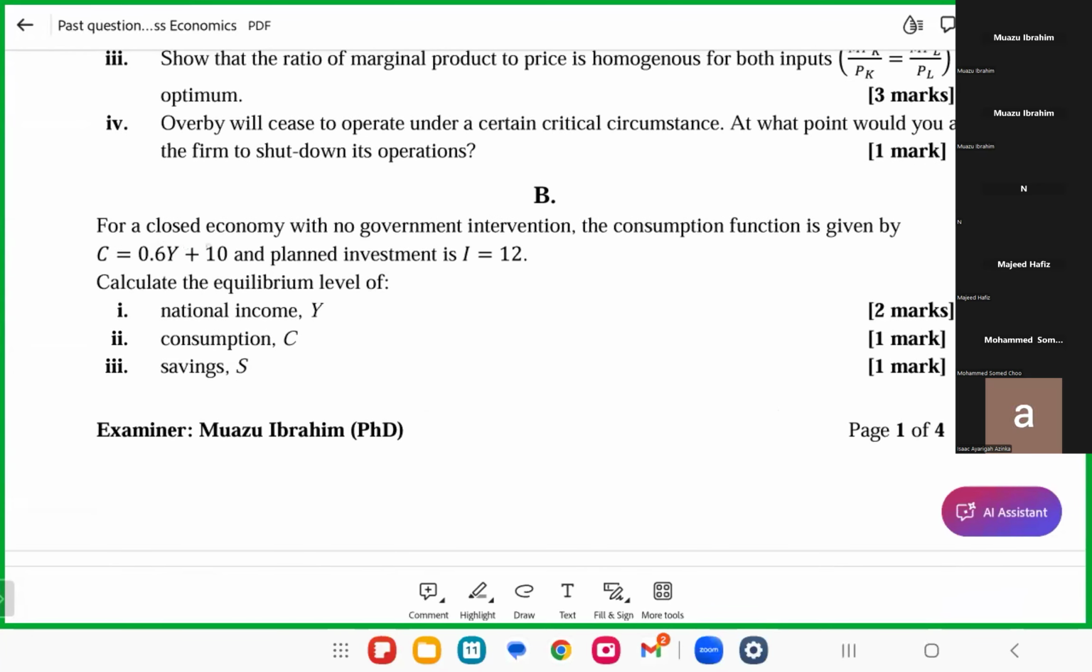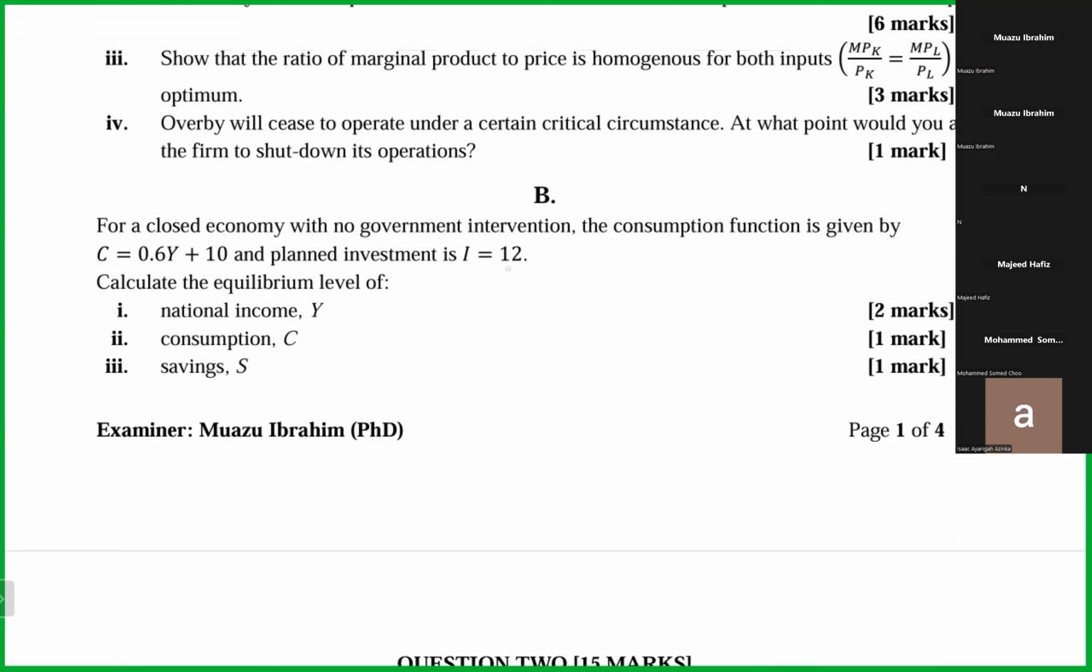For a closed economy, which means that immediately you hear a closed economy, there is no export, there is no import, with no government intervention. So clearly, there is no export, there is no import, and there is no G, that is the government expenditure. The consumption function is given by C is equal to 0.6y plus 10. And planned investment, that is the I, is 12. Calculate the equilibrium level of national income.